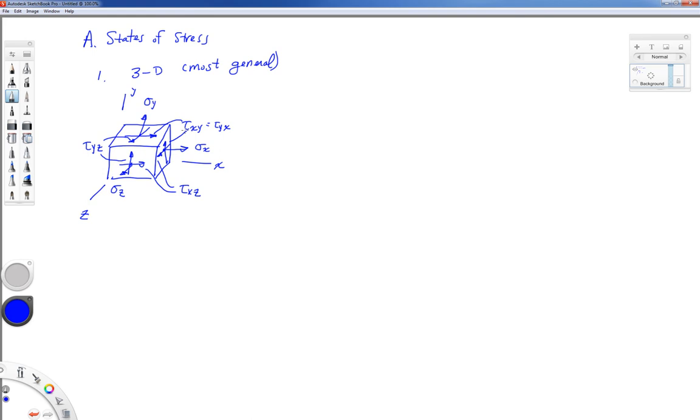Now it is possible to transform this stress state. You can imagine taking this cube of material and rotating it in space. And the components sigma x, sigma y, and sigma z, tau xy, tau yz, and tau xz will all change as you reorient this cube. You can think of it like a die from a set of dice. You can move that around in space, and the values of those stress arrows will change in a certain way.